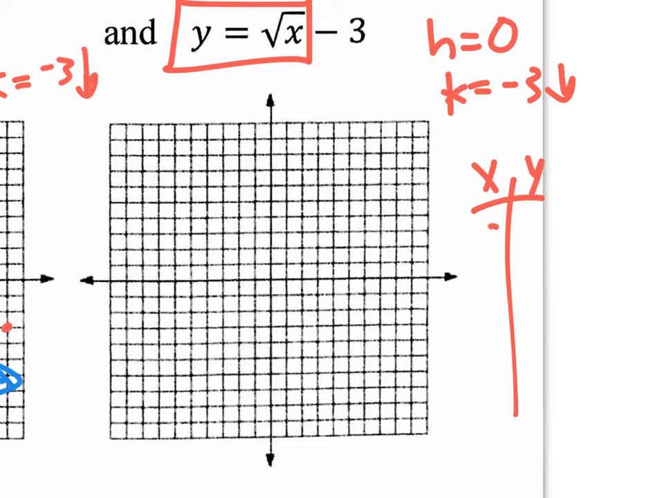So if you think about it, what's the square root of 0? 0. Square root of 1? 1. Square root of 4? 2. Square root of 9? 3. All right. So the points are (0, 0), (1, 1), (4, 2), and (9, 3).